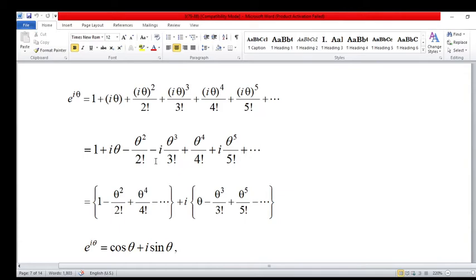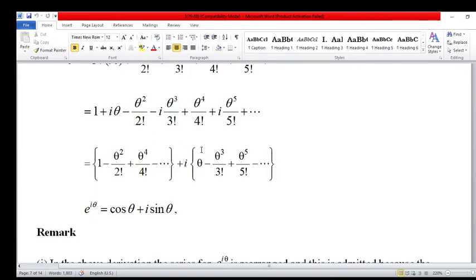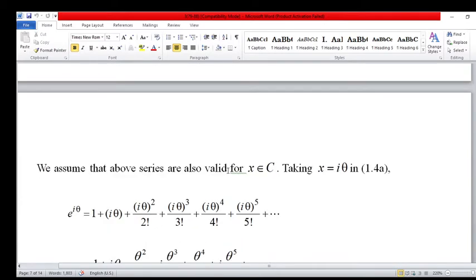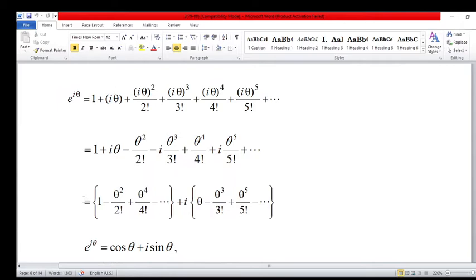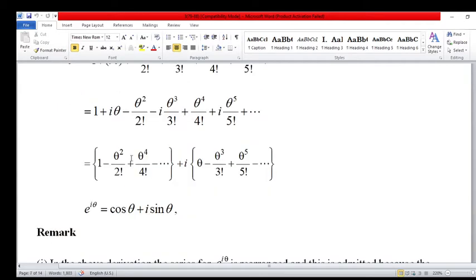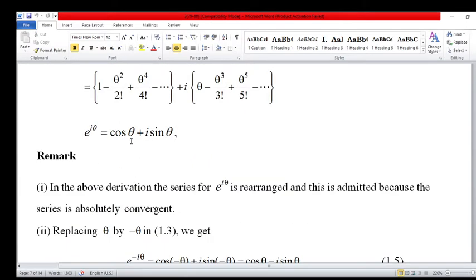Then separate without i and with i. So this is the real part and this is the imaginary part. Now e raised to the power i theta is equal to, this is the cos theta, this is the cos series, and this is the sine series in the form of theta. So this is the cos theta plus i sin theta. This type, this is the Euler theorem complete.